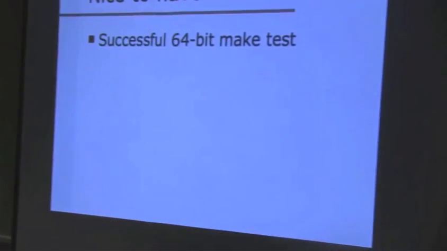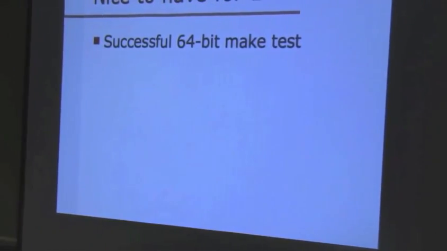There are a few things that would be nice to have, but that we may not be able to finish, or that I'm hoping to encourage people to finish for 1.4. 64-bit make tests would be really nice. In theory, it should be blocking for 1.4. I mean, we should really be able to do a make test on 64-bit.